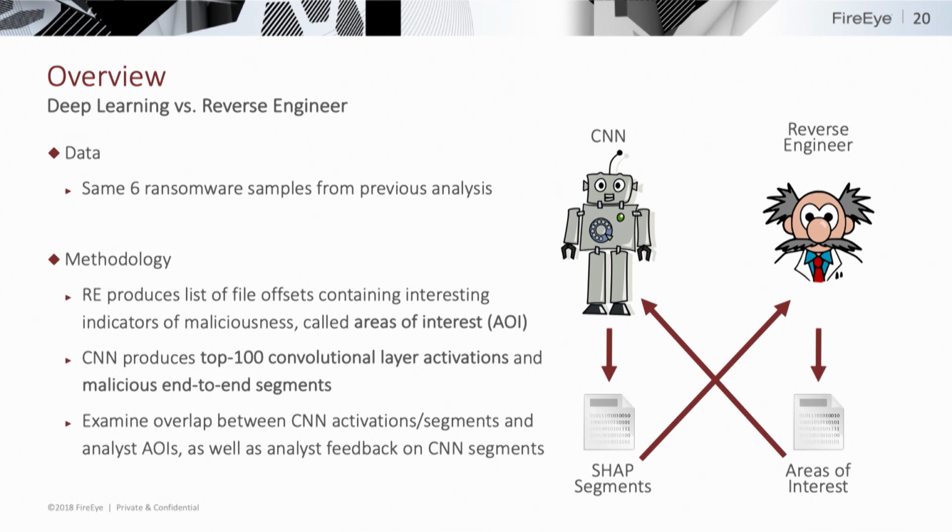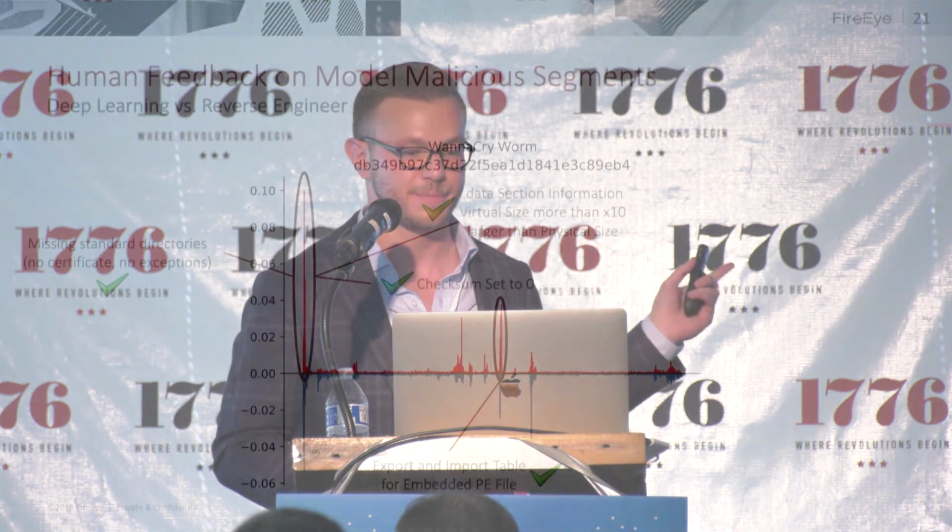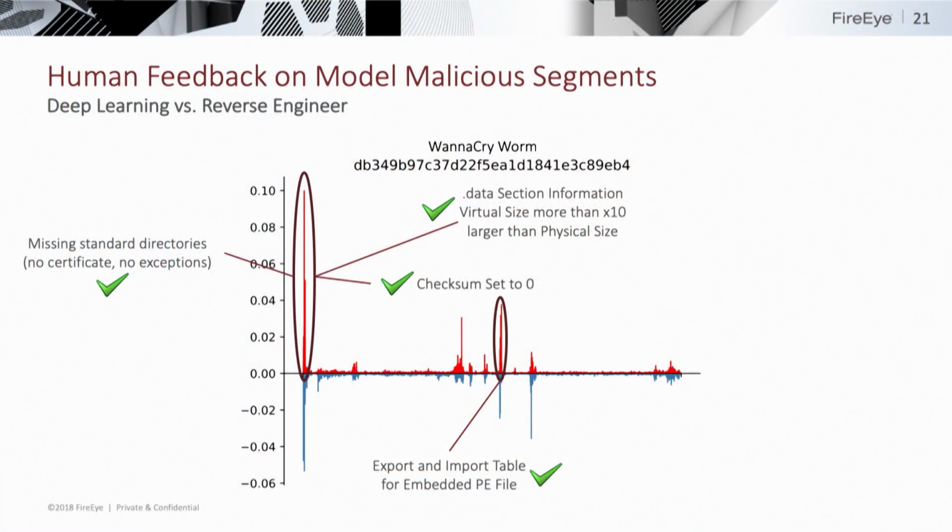Basically, the reverse engineer is going to go through these six examples and find all the areas of interest that he thinks are related to the maliciousness of that file. Then the CNN is going to find the top 100 of those first layer activations, as well as those end-to-end activations. And then we can swap and see what the overlap is. So here's that WannaCry worm example. We gave some of these top segments to Chris, and he said whether he thought each was a good, a bad, or an indifferent effect, basically whether or not it was actually a good indicator.